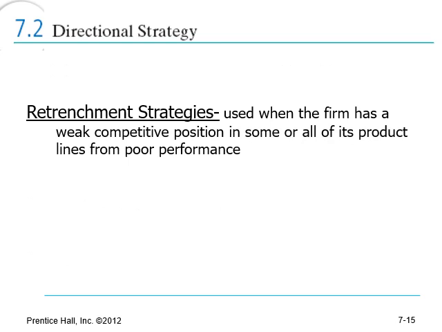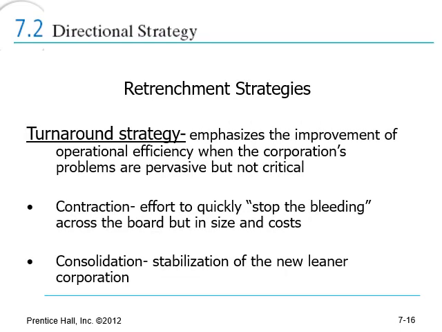Then we move to retrenchment strategies. Usually when the firm has a weak competitive position in some or all of its product lines from poor performance. I mean, they start to stop everything, maybe make some reduction in our products, in our sales, in our activities. But they go for what we call retrenchment strategies. Okay. Retrenchment strategies, he said, include turnaround strategy, contraction, consolidation.